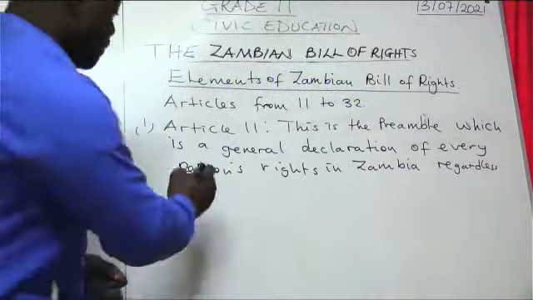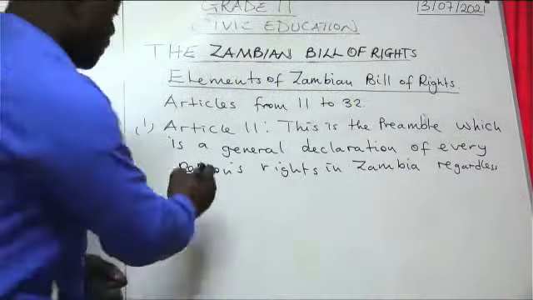Are we together? So we've been looking at the Zambian Bill of Rights. We say the Zambian Bill of Rights is a list of fundamental rights that are covered in Part 3 of the Zambian Constitution. If you look at the Zambian Constitution of 1996, it protects us. It looks at the welfare. We are looking at the protection of these fundamental rights.